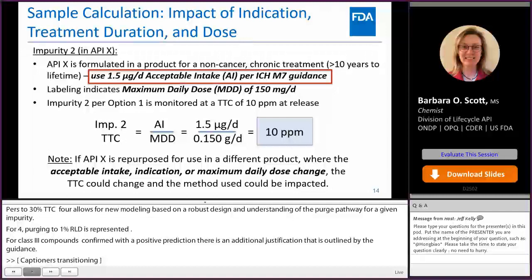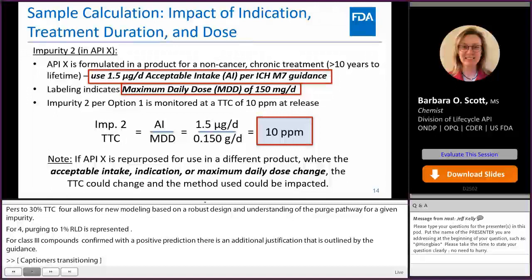Per Table 2, acceptable intake is 1.5 micrograms per day. Per the reference listed drug label, the maximum daily dose was noted to be 150 milligrams per day. Doing the math, the limit for the impurity is calculated to be not more than 10 parts per million. Recall that in the hypothetical example provided, the firm proposed option 1 control for Impurity 2. The CMC reviewer would look for the test and calculated limit in the release specification.